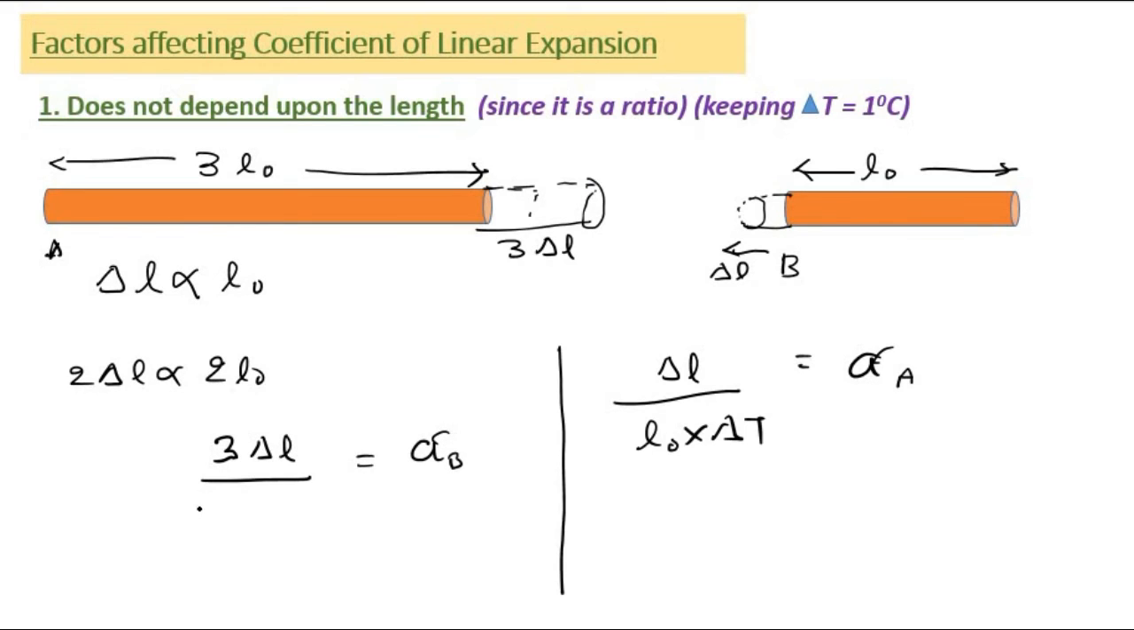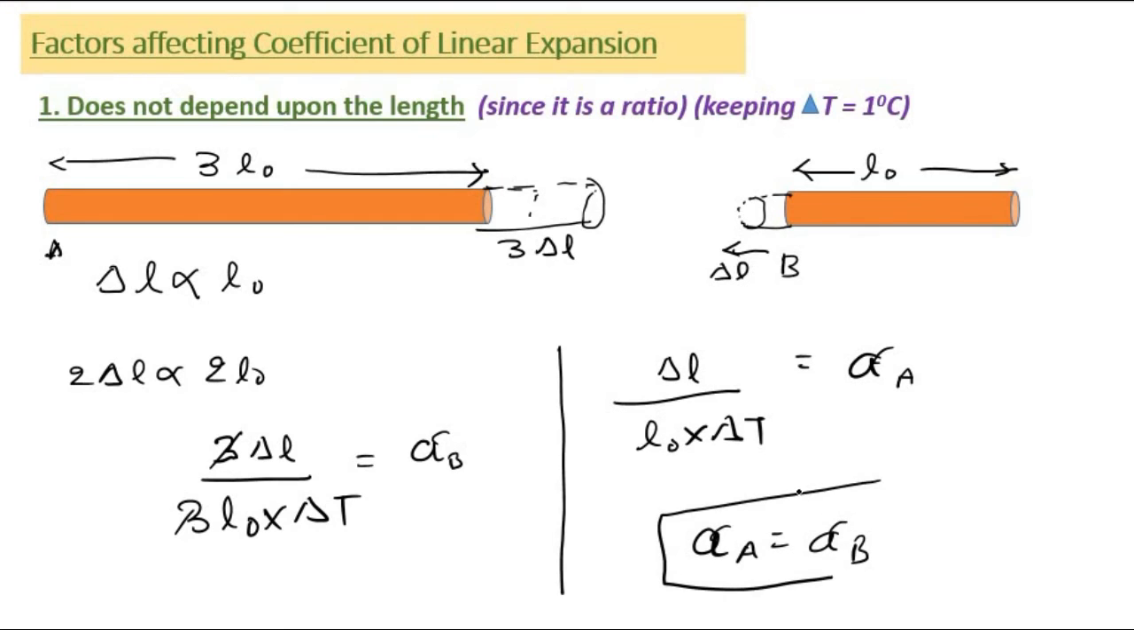is equal to 3 delta L upon 3 times L0 into delta T, which is the same. So again this 3 and 3 get cancelled. So alpha A is equal to alpha B, it does not depend upon the length of the rod. If I make this rod 5 times longer, then the expansion will also be 5 times. Anyhow, these 5 and 5 will get cancelled. Alpha will not be affected, provided these are of the same material. Here I have considered that both rods are copper and copper. Delta T is the same and it does not depend upon the length of the rod.